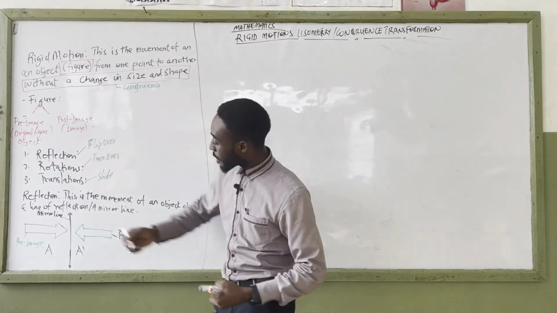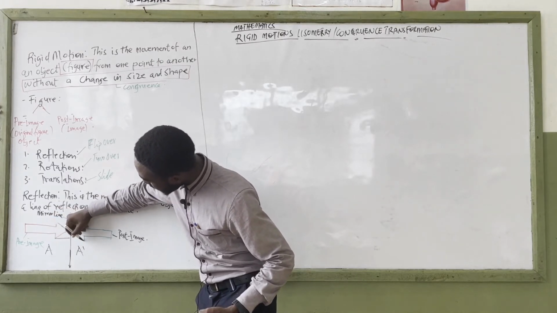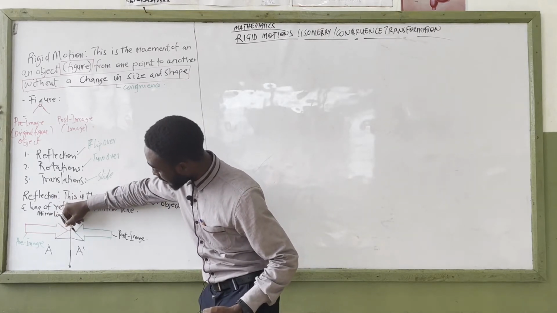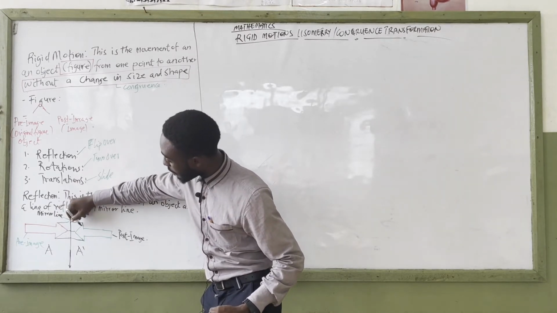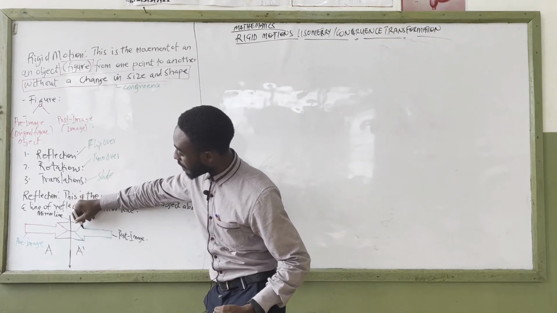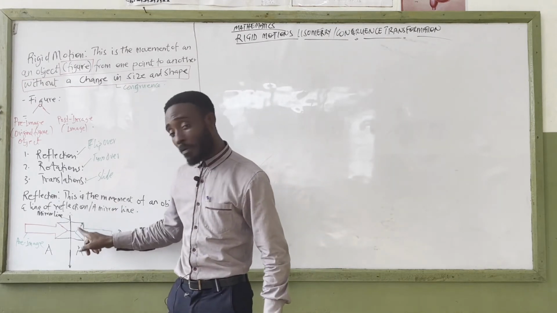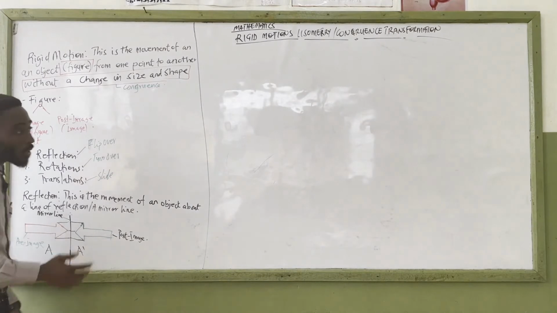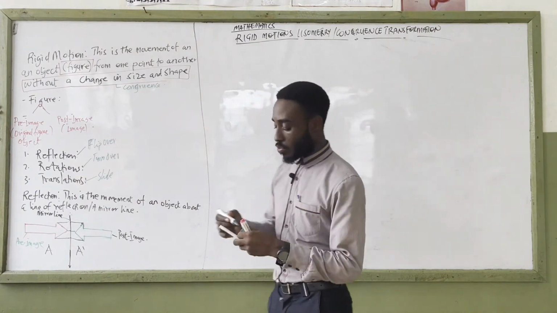One last thing is that you should know that the distance from the object to the mirror is the same distance from the image also to the mirror, or the line of reflection. So the same distance from here to here is the same distance here. I've not drawn mine to scale, so you wouldn't see it very clearly. But if you use a graph book, you always have to know that the distance from the object to the mirror line should be the same distance from the image also to the mirror line. Very important.